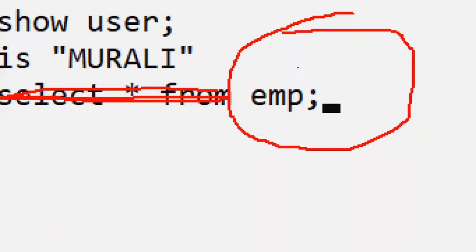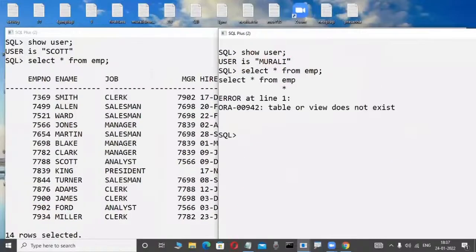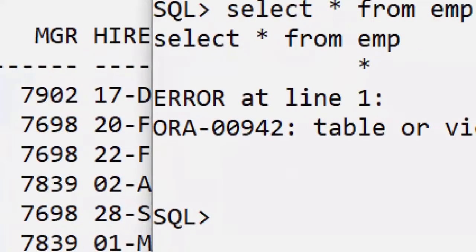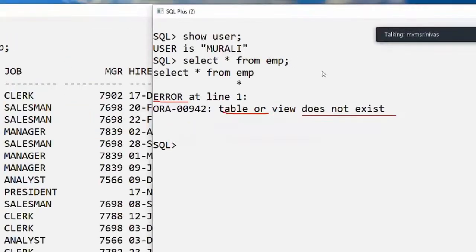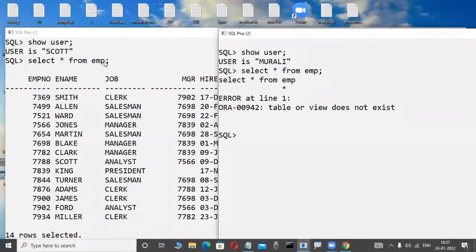Possible or not possible? Now, is Scott user's table visible to the Murali user? Is the Murali user allowed to access Scott user's table? Logically, observe here: possible or not possible? Very good, one fellow is telling the correct answer. Not possible, because this EMP table is another employee's table. That's why this is not possible. Observe here, I am pressing the enter key, which gives an error: table or view does not exist. View means later, don't worry. Murali user is unable to access Scott user's table in this example.